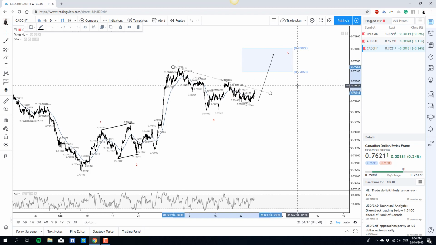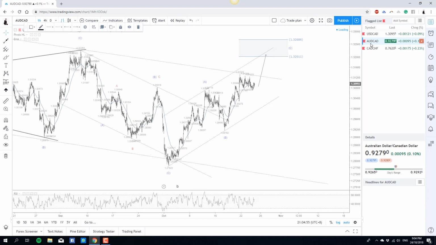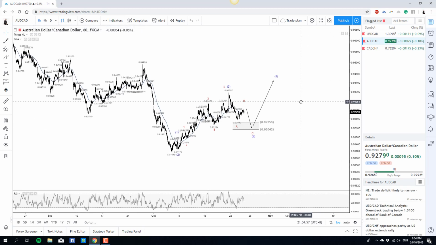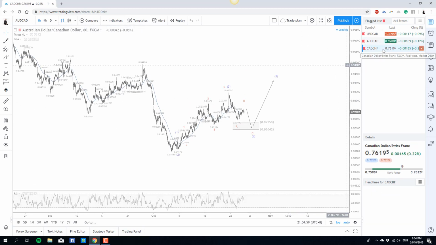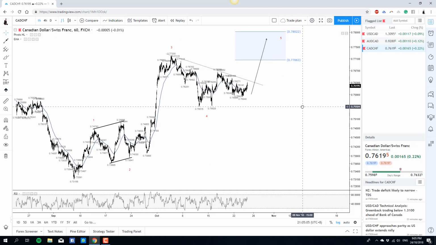Okay, based on these three pairs, of course there are many other Canadian pairs, but these three are the clearest charts that are offering some setups going into the news, right? So we have the dollar Canadian looking to show us that the Canadian is weakening, right? The AUDCAD showing us that the Canadian is likely to strengthen, and the Canadian franc also showing us the likelihood of strengthening.